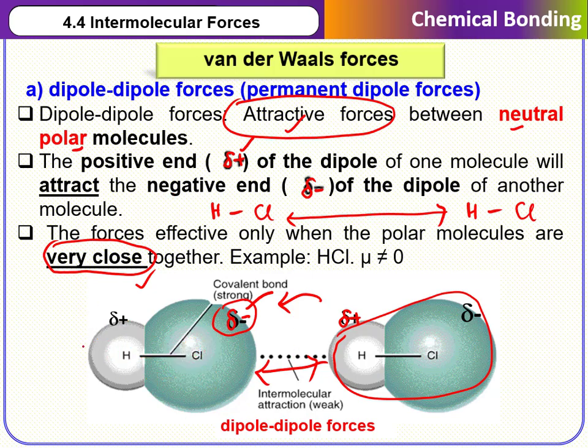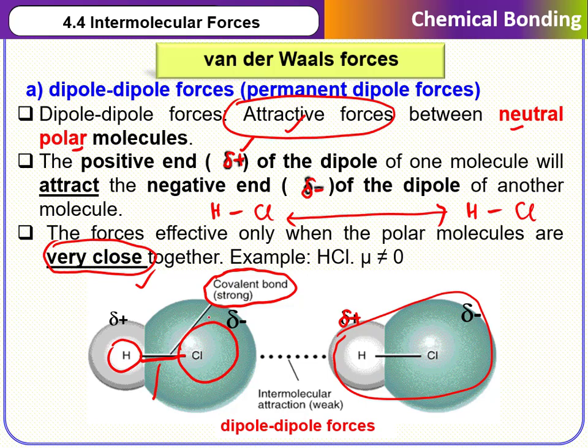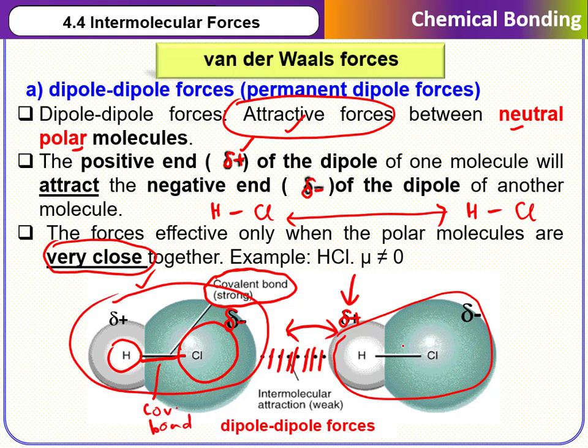Okay? How about this bond? What is this bond? Within the same molecule, it is a covalent bond. Why is this a covalent bond? Because they share the electron. This hydrogen shares the electron with this chlorine. So, it is a covalent bond. Kalau HCl ini, it is the covalent bond. Right. If H and Cl are from two different molecules, then only it is called dipole-dipole forces. So, it is one type of interaction.